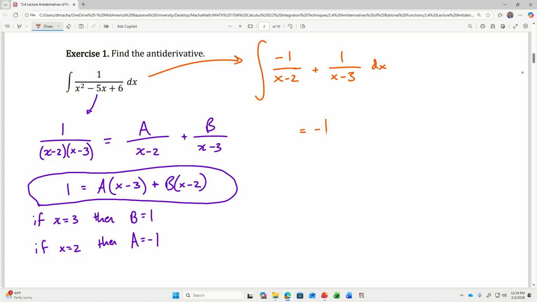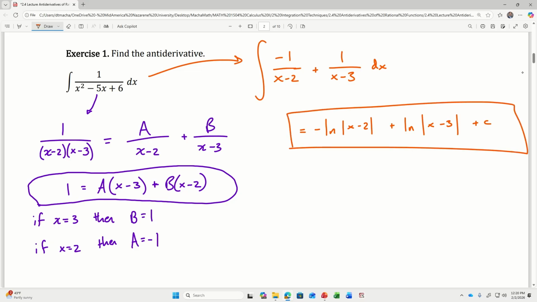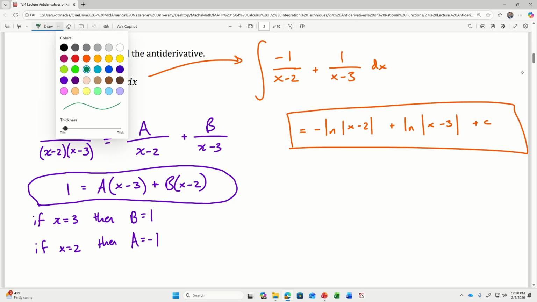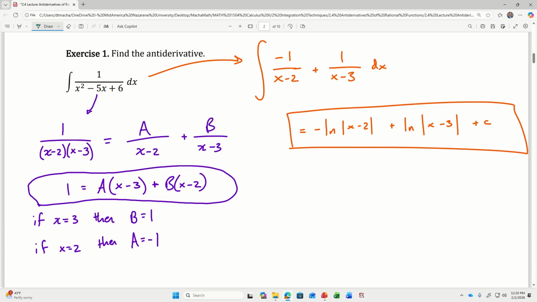This is just negative natural log of absolute value x minus 2. Sorry, it's supposed to be an absolute value. And natural log of absolute value x minus 3 plus c. Not bad, right? Okay.